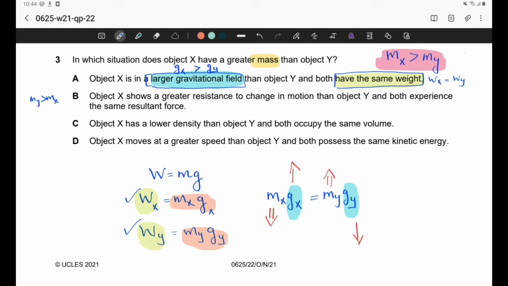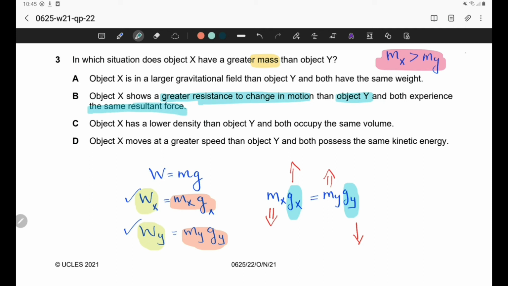Let's look at option B. Object X shows a greater resistance to change in motion than object Y, and both experience the same resultant force. So when there is an equal force acting on both objects, object X shows a greater resistance. The resistance to change in motion is nothing but mass. So object X has a greater mass. From this we can understand the mass of X must be greater than the mass of Y, which satisfies the condition given in the question. Therefore the correct answer is option B.